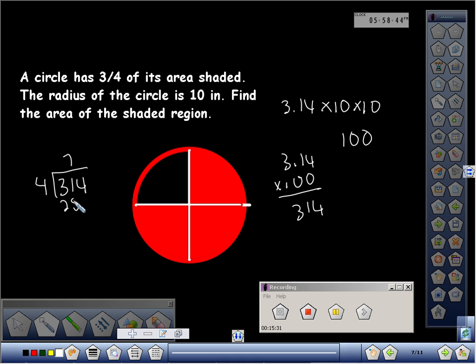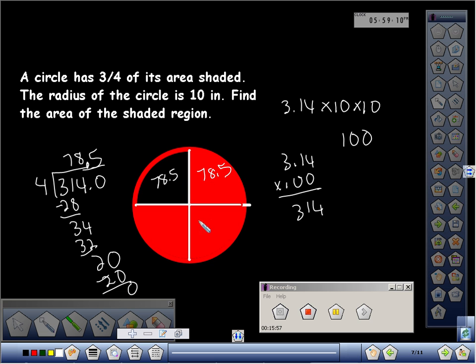7, 28. 31 minus 28 is going to be 3 and then a 4. 4 goes into 34. Let's see, 7, 8. 8 times would be 32. You get left over 2. Put a decimal and a 0. Bring the 0 down. Goes 5 times. 5 times 4 is 20. 20 minus 20 is 0. Bring your decimal up. So that tells us that every one of these parts is worth 78 and 5/10.